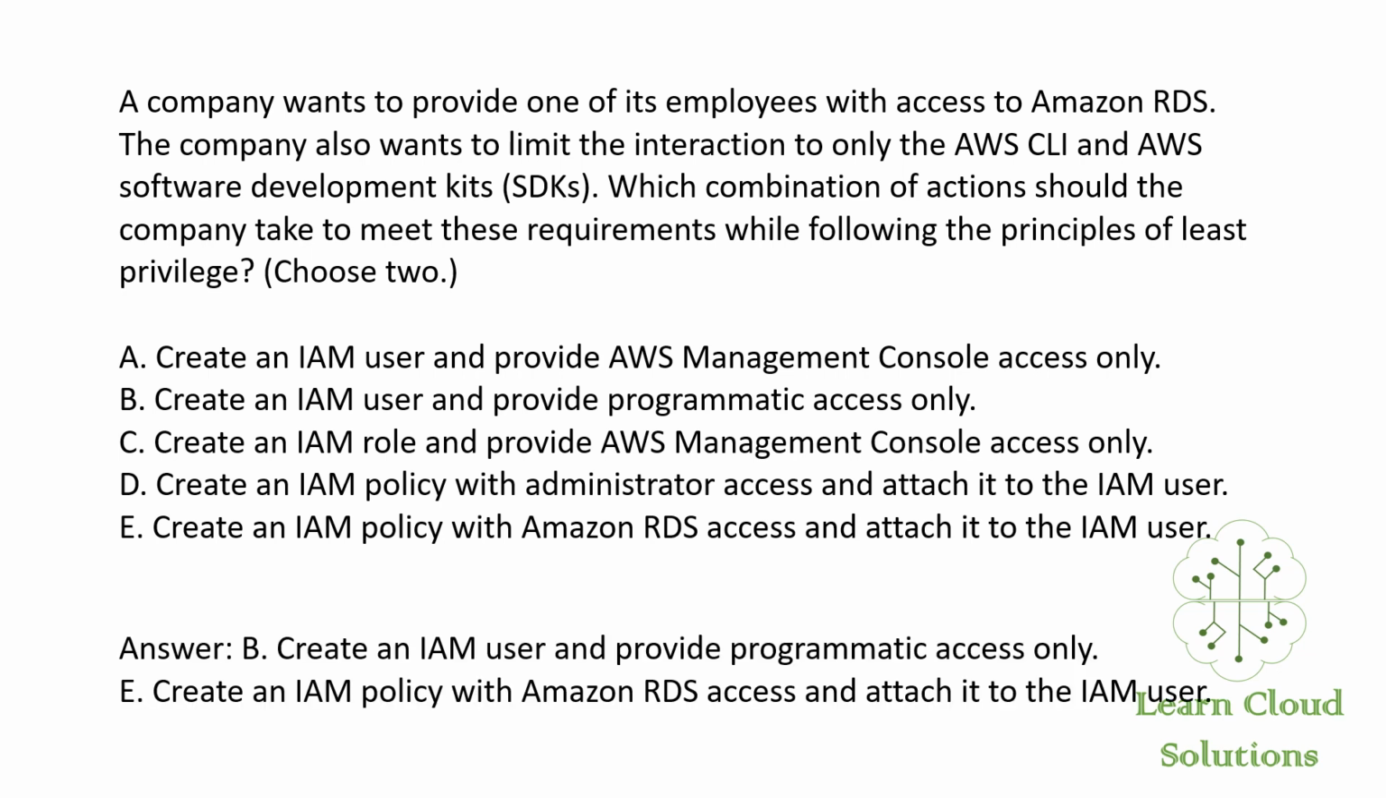The correct answers are B and E. To meet the requirements of providing the employee with access to Amazon RDS while following the principles of least privilege, the company should create an IAM user and provide programmatic access only, B. This means that the user will only be able to access Amazon RDS through the AWS CLI and AWS SDKs, and not through the AWS Management Console.